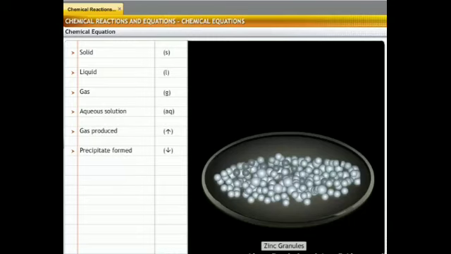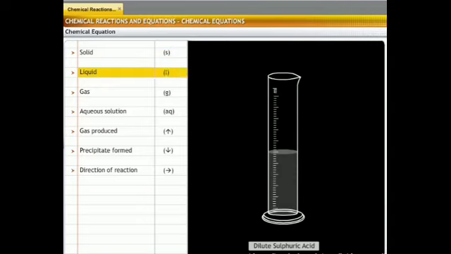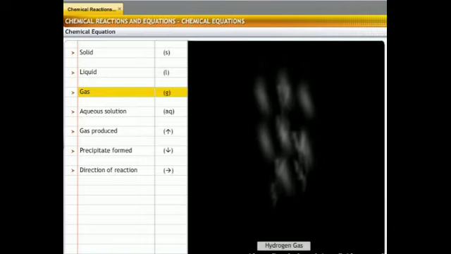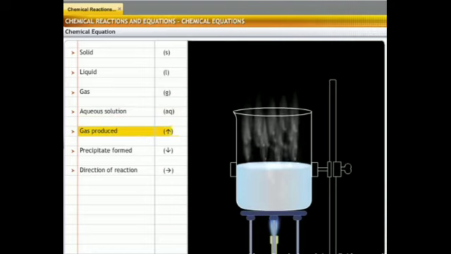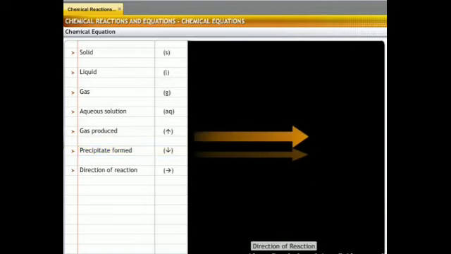If reactants and products are given in solid state, we can use S. Liquid state L. Gas state G. For aqueous solution we will use AQ. If gas is produced and released in the environment, then it is shown by an upward arrow. If it is formed as a precipitate, then a downward arrow. And the direction of the reaction is given by a horizontal arrow. So this chemical equation also provides this information.